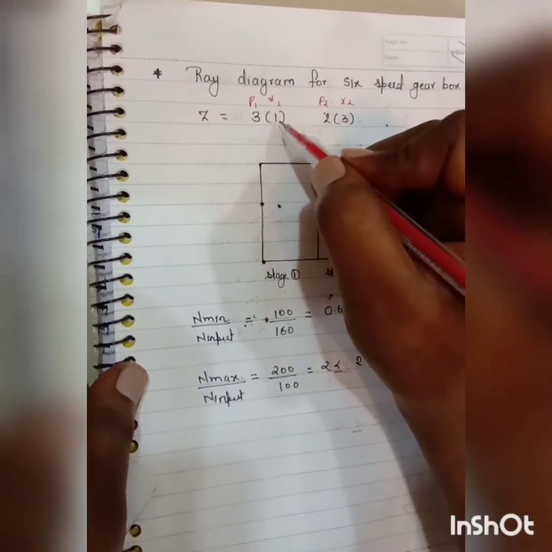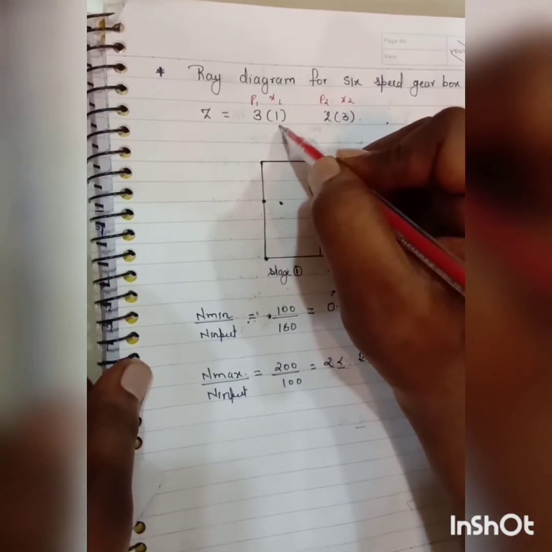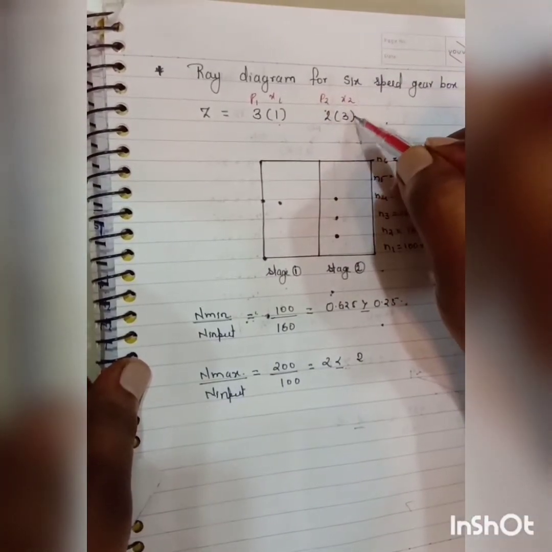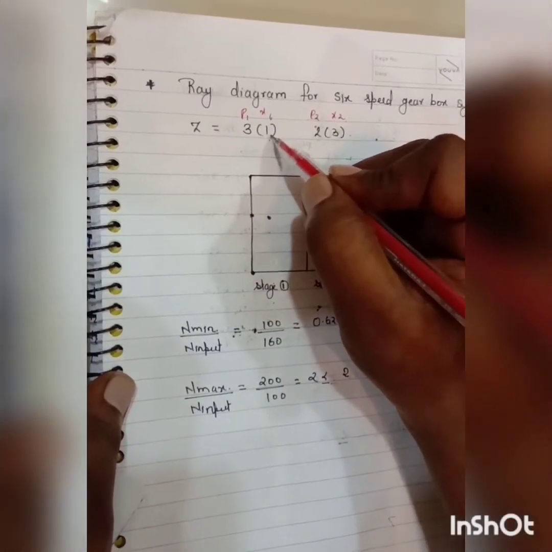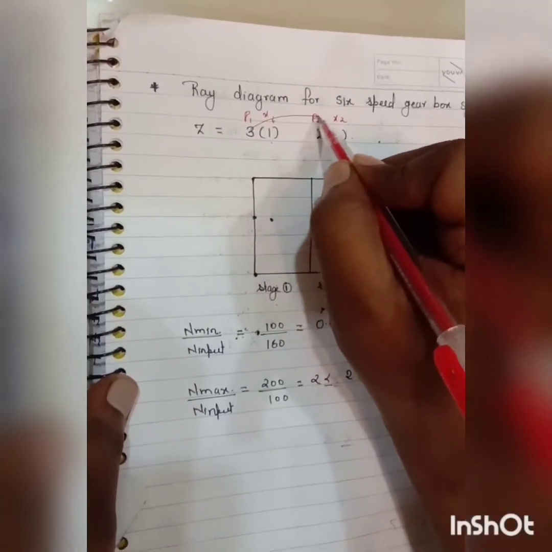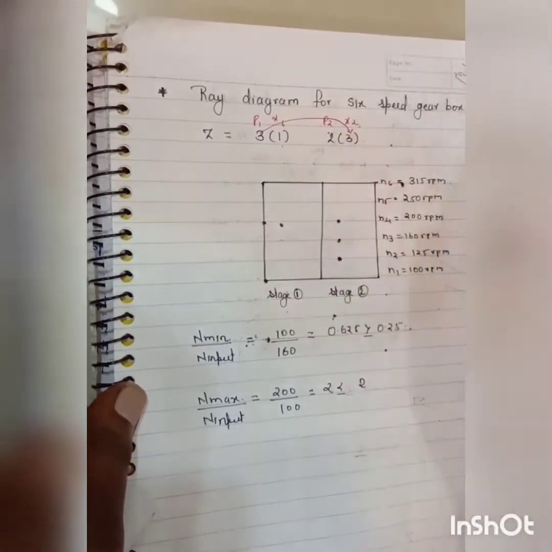You have to always assume the value of x1 as 1, and the value of x2 is always the coefficient of x1. So the coefficient of x1 is 3. So this becomes your value of x2.